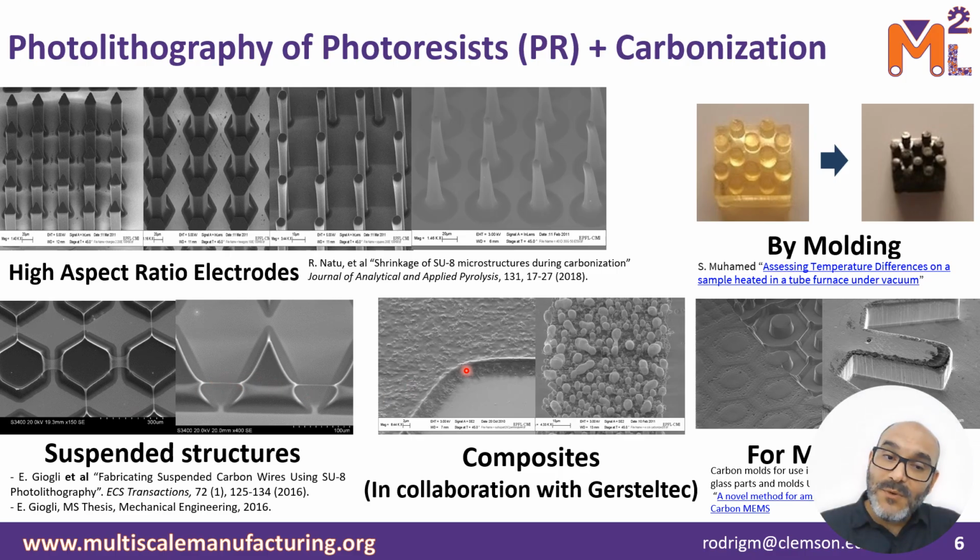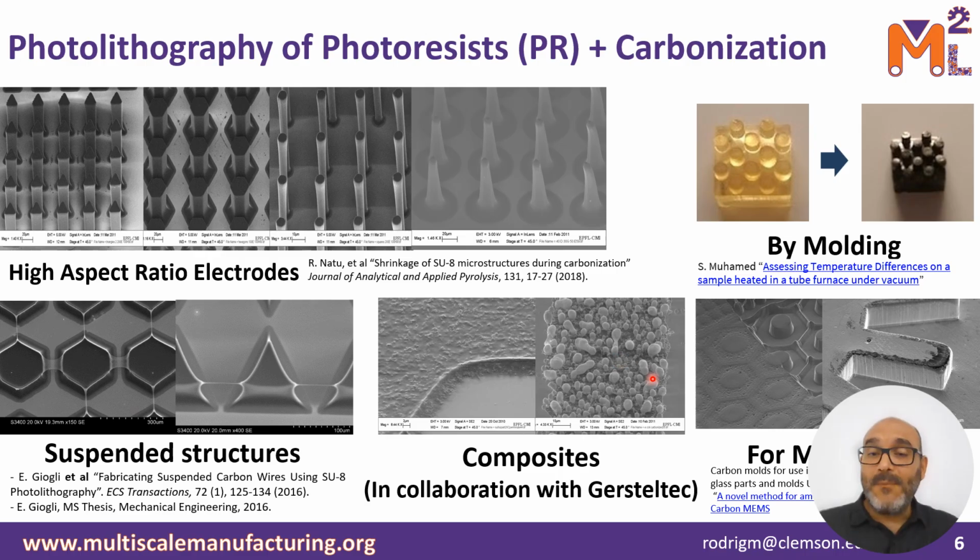Now, there are also some providers of functional SU8, like a company called Gersteltec, where they sell you SU8 that is already functionalized with different particles. For example, in the case of the left pictures over here, this was an SU8 functionalized with silica particles. After the carbonization, you can see the carbon matrix and the silica particles embedded in that carbon matrix. The one on the right is an SU8 functionalized with silver particles. After the carbonization, you can see in the back the carbon backbone that is decorated with silver particles.